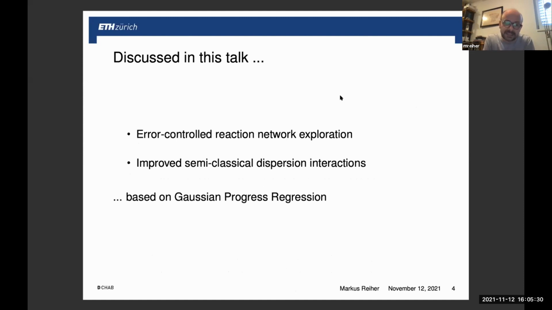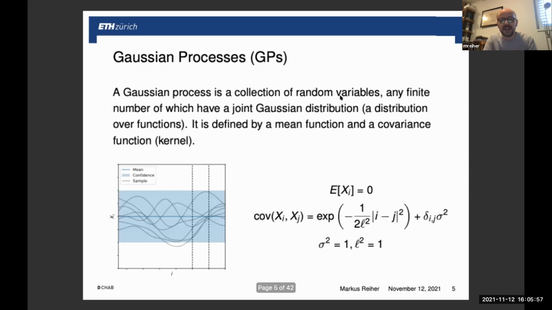So I selected two where we applied machine learning. And the first topic is reaction network exploration, which we do in an error-controlled way. I will tell you all about it in a minute. And then I come back to this topic to improve semi-classical dispersion interactions, which is basically the D3 model. And that will all be based on Gaussian process regression. Sorry for the typo there.